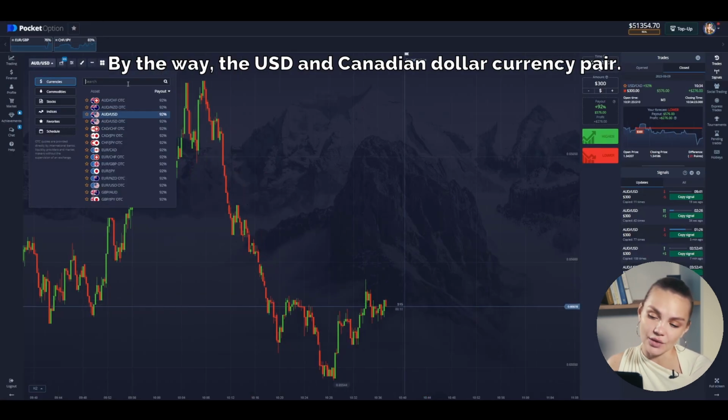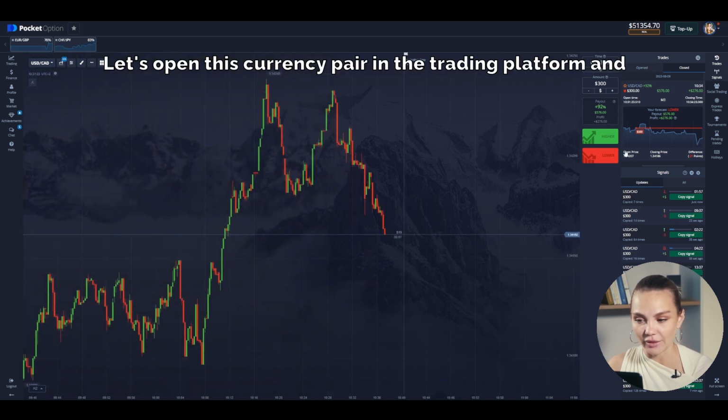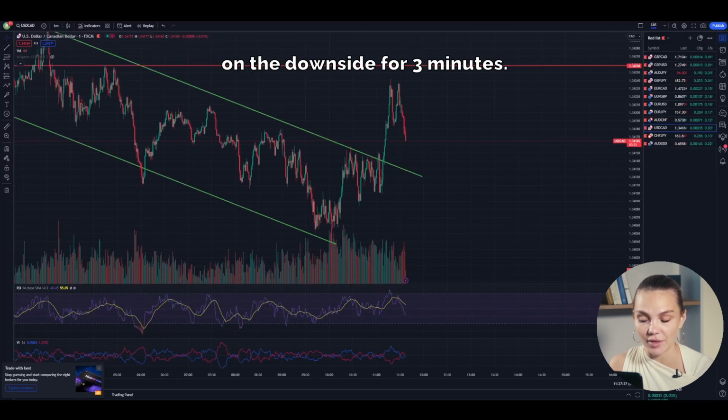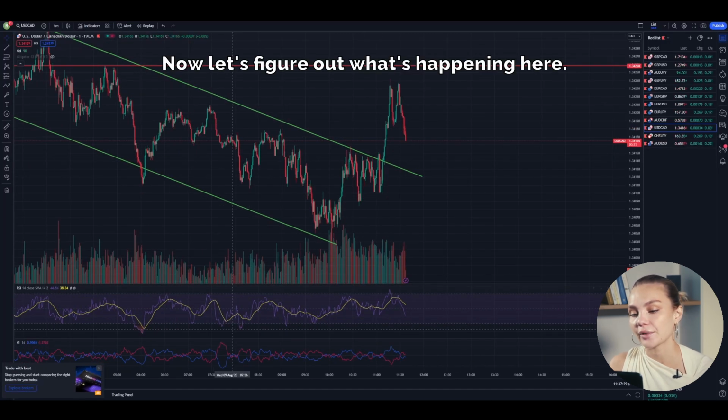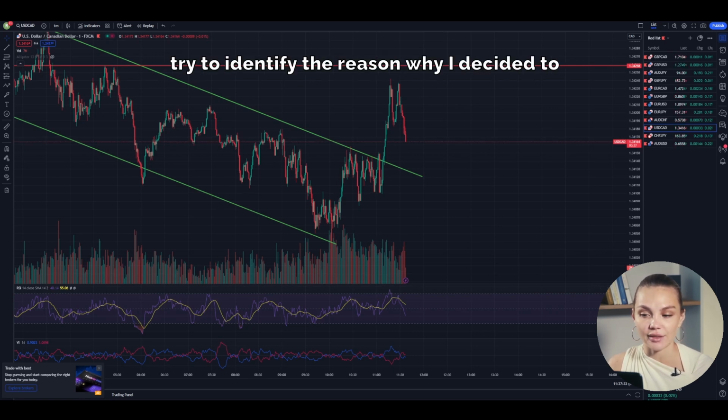By the way, the USD and Canadian dollar currency pair. Let's open this currency pair in the trading platform and quickly enter a $300 grab trade on the downside for 3 minutes. Now let's figure out what's happening here. Take 30 seconds to look at this chart and try to identify the reason why I decided to enter a trade on the downside here.